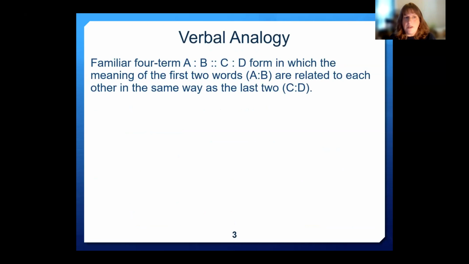So what I mean by verbal analogy is the typical proportional A is to B as C is to D form, in which the first 2 words are related to each other in the same way as the last 2. And I use verbal analogy here in contrast to semantic analogies, which could also include pictorial analogies.